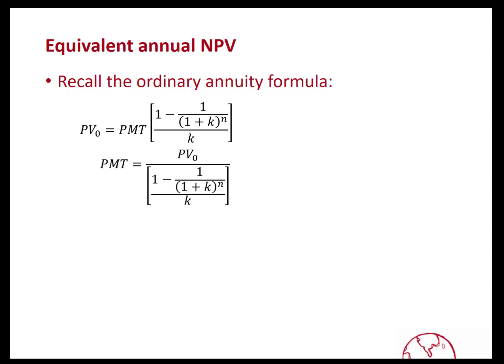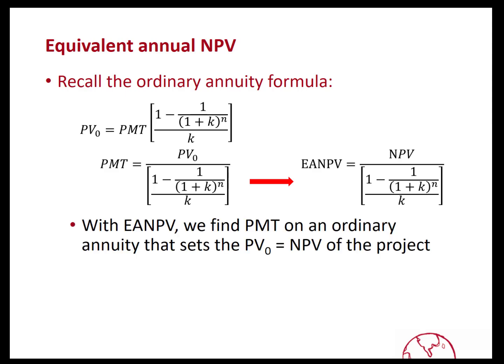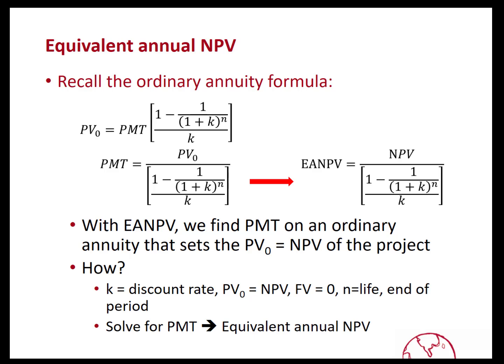Now rearranging this, we saw that you could solve for the payment. That would lead to the present value of the annuity if you were given the discount rate and the number of periods. All we're saying here is that the equivalent annual NPV is the same form as this payment. Notice that it is the NPV instead of the PV in the top of this ratio, and the bottom is the same. So with the equivalent annual NPV, we simply find the payment on an ordinary annuity that will generate the NPV of the project. How do we do this?